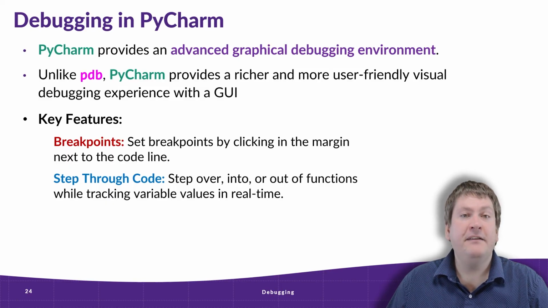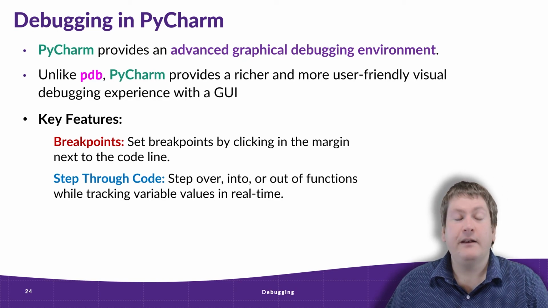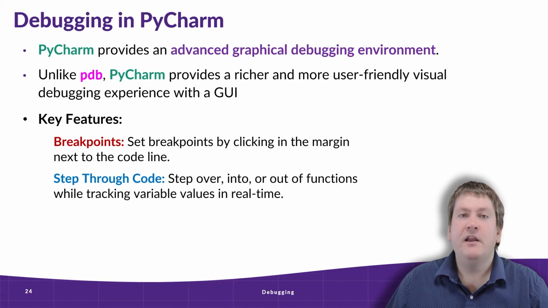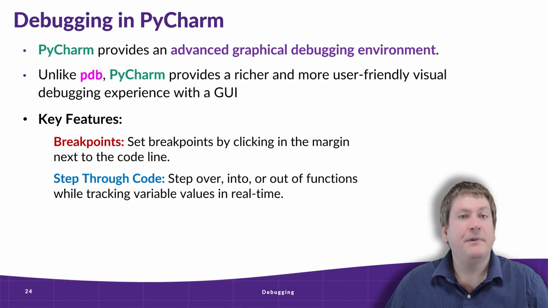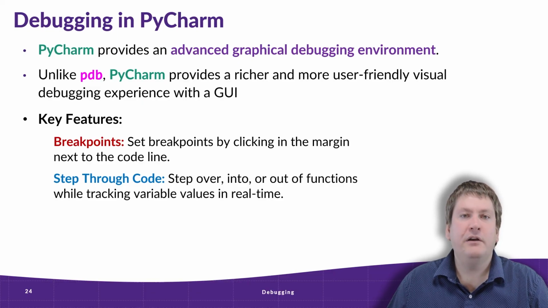Next is the ability to step through code. This allows us to step through our code one line at a time so we can see how it executes and change the state of different variables as we go. It can also do advanced features like step into or over functions so we can see how those functions actually work and affect our code.